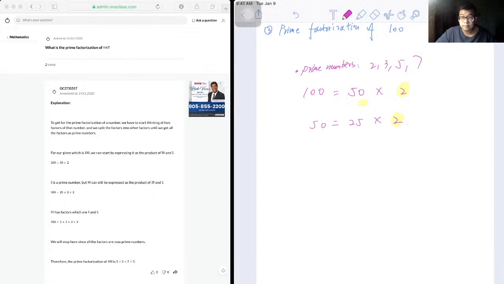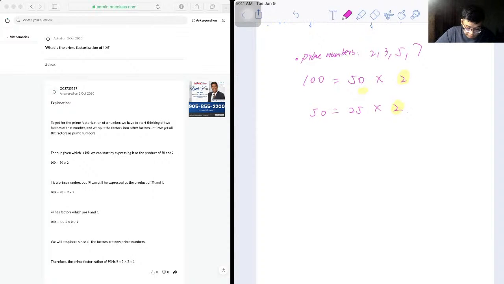And let's think about 25. 25 can be written as 5 times 5, where 5 is a prime number as well. So that's all we got for this question. So 100 can be written as 5 times 5 times 2 times 2. And so we'll stop here since all the factors are now prime numbers.